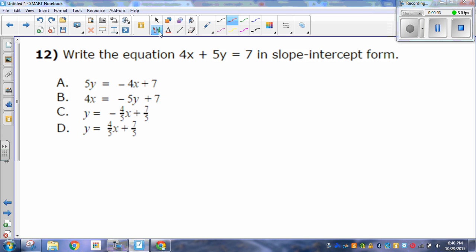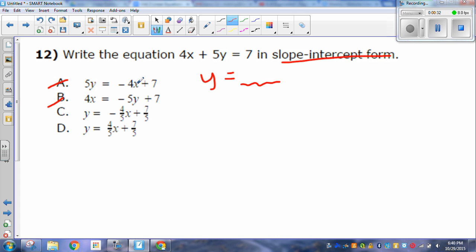Number 12 on the mock test says write the equation 4x plus 5y equals 7 in slope-intercept form. This one is not as hard as it looks. Just got to keep in mind, what do we want to do when we want it in slope-intercept form? At the end of the problem, it should be y equals something, which tells me you can already eliminate two wrong answers right here. B and A are not in slope-intercept form, are they?